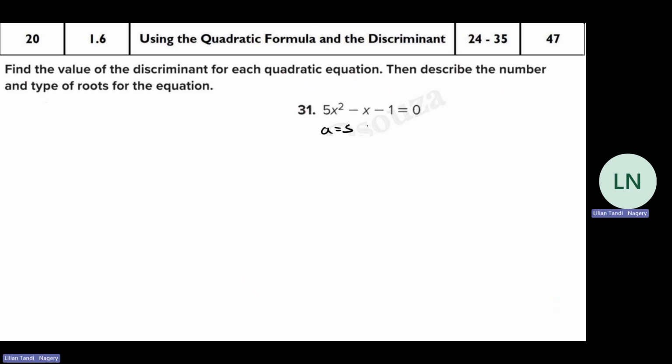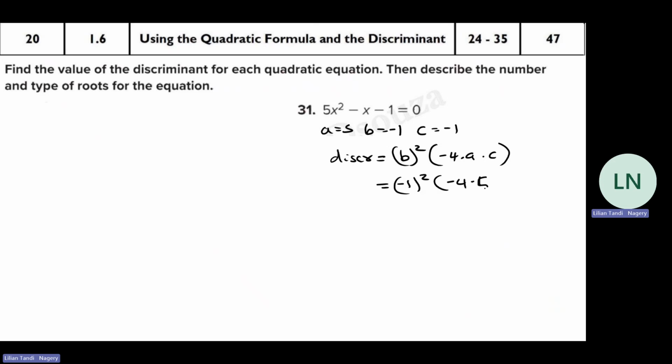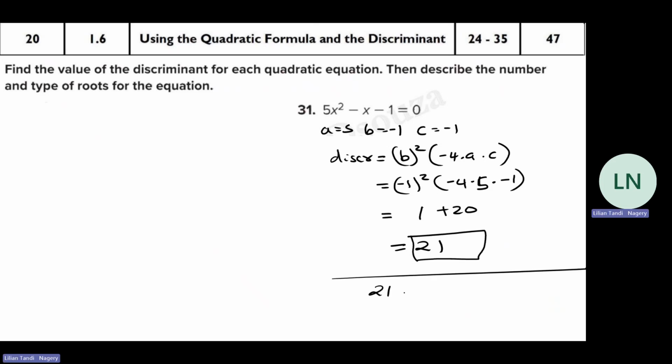A is 5, B is -1, C is -1. Discriminant equals B squared minus 4AC, -1 squared, -4 times 5 times -1. That becomes positive 20. And then this is 1. And that is 21. And you box your answer. 21 is not a perfect square.